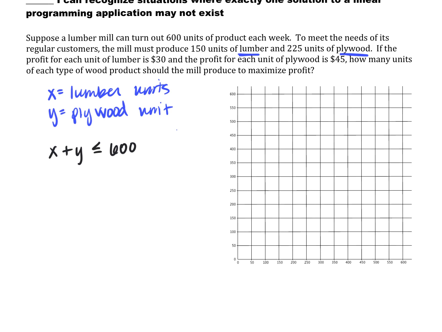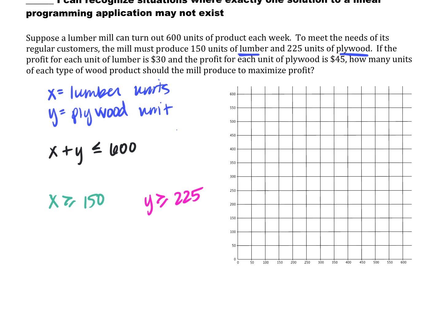Very good. What about the mill must produce 150 units of lumber? How would I say that? Lumber is my X. He's saying X is going to be greater than or equal to 150. Agreed. What about my plywood? Y is greater than or equal to 225. Now, the profit is going to deal with that profit equation once we plug in the vertices. So let's not worry about that yet. Let's just go graph what we've got.